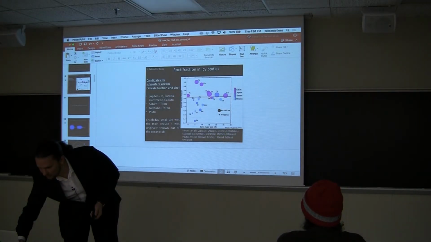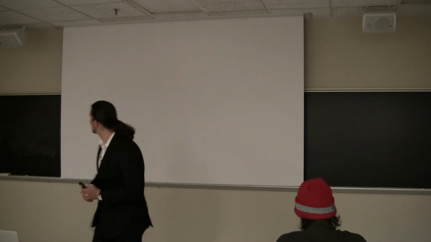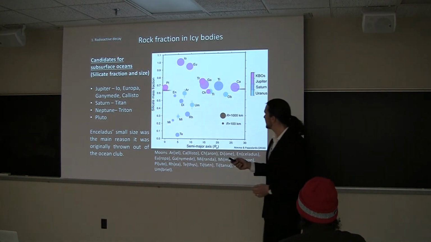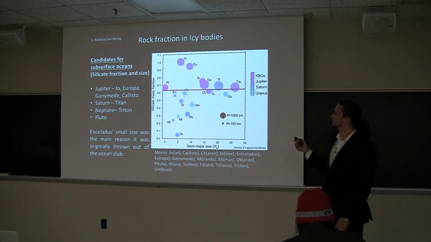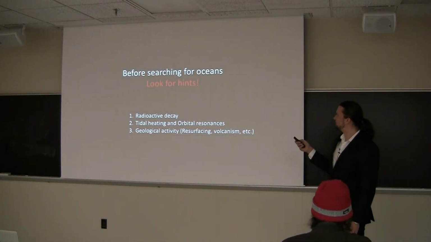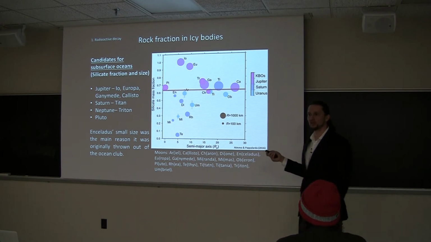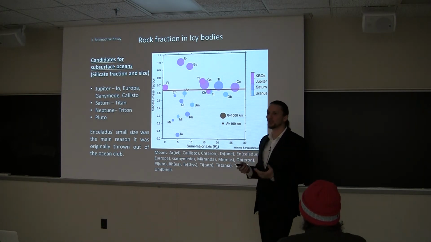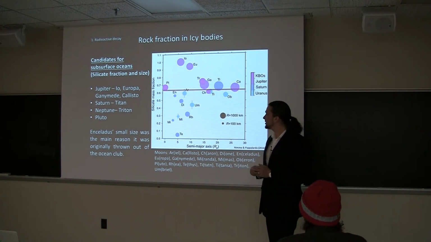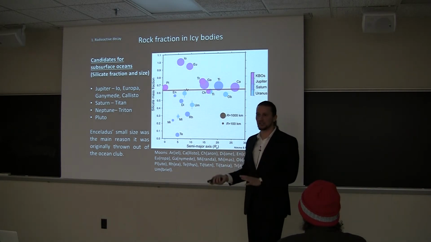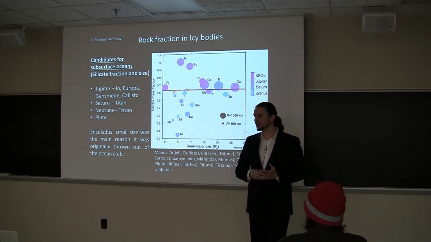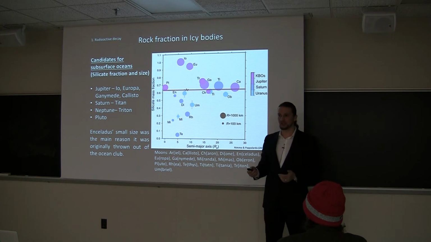So the rock, the silicate fraction in those moons, most of all the Uranian ones, they have a low rock fraction, silicate fraction, and they have small sizes. But Enceladus, as I said, it's really tidal heating. For the Uranian moons, none of them are in resonances, so they're not expected to be having any tidal heating.